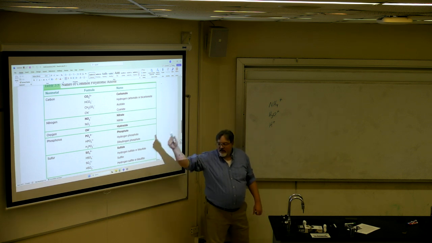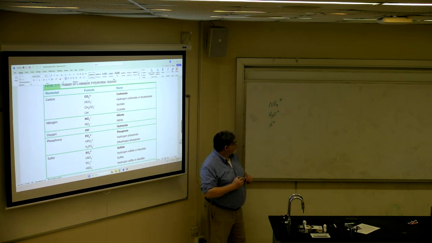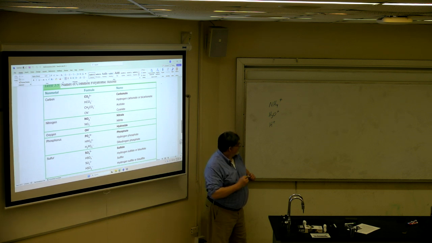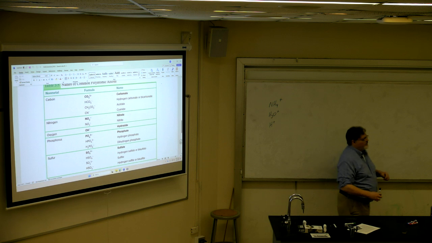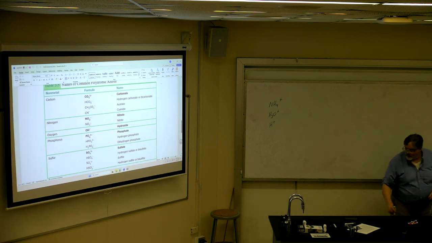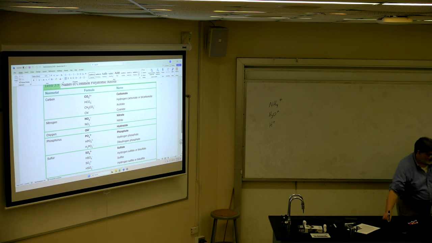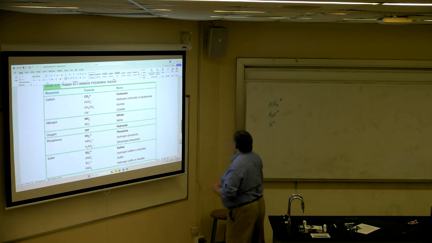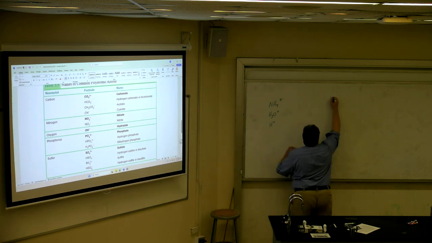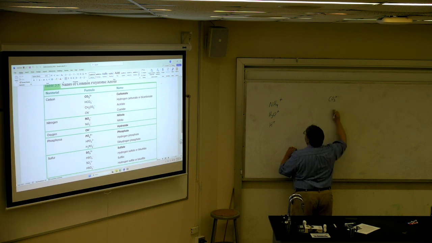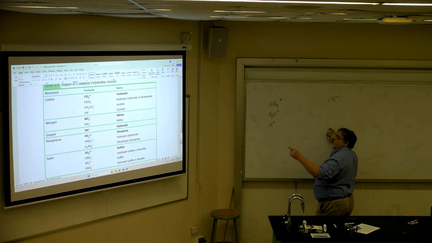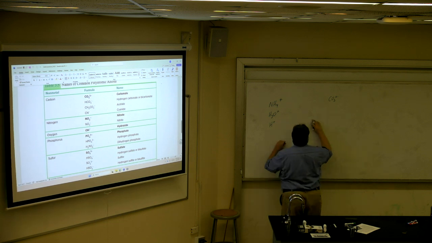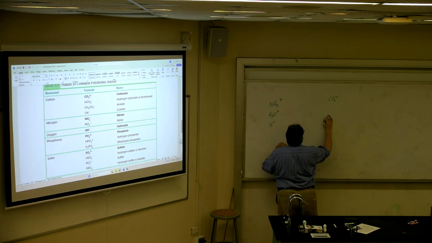So notice all of those are negative. There's a few positive ones. I'm forgetting one, I think. Anyway. So, for example, CO3. So you've got the names, the formulas, and the charges on them in this chart. Carbonate, what should I do here?